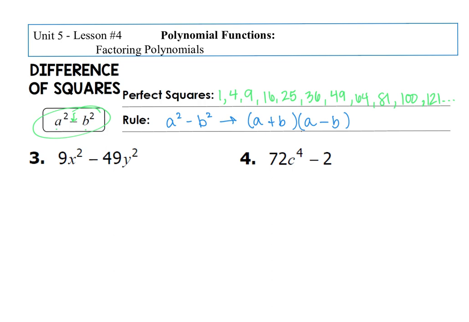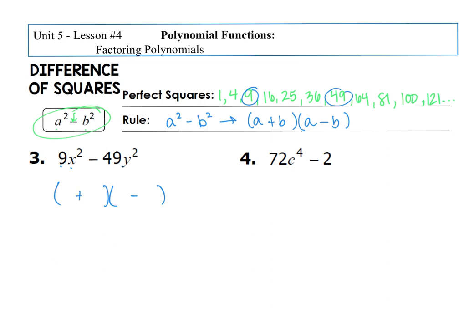So on number 3, we have 9x squared minus 49y squared. Okay, 9, again, look at this. 9 is on our perfect squares list, and so is 49. X squared and y squared are obviously both perfect squares. So we're going to make two sets of parentheses. One gets a plus sign in the middle, the other gets a minus.